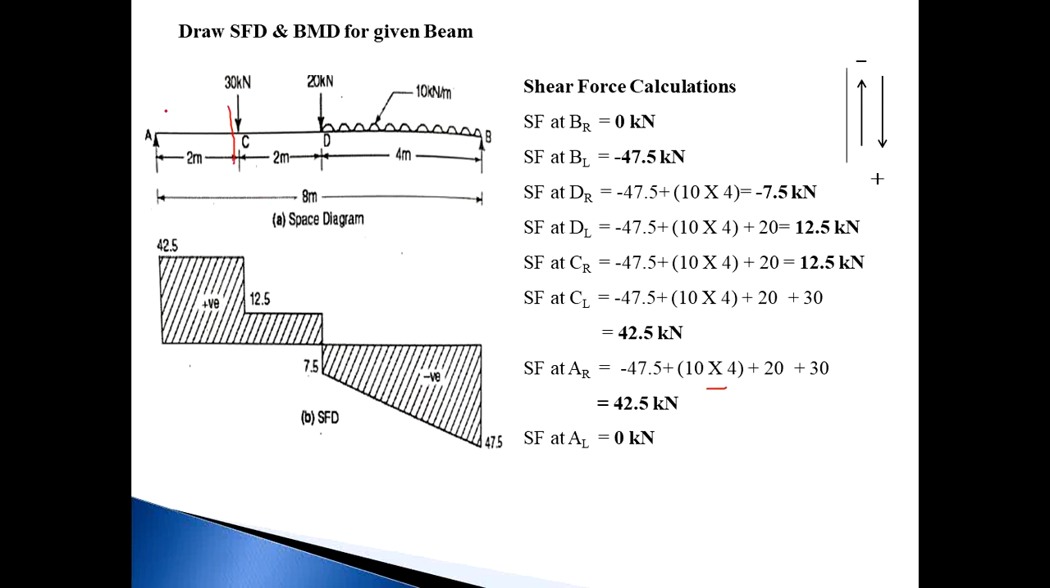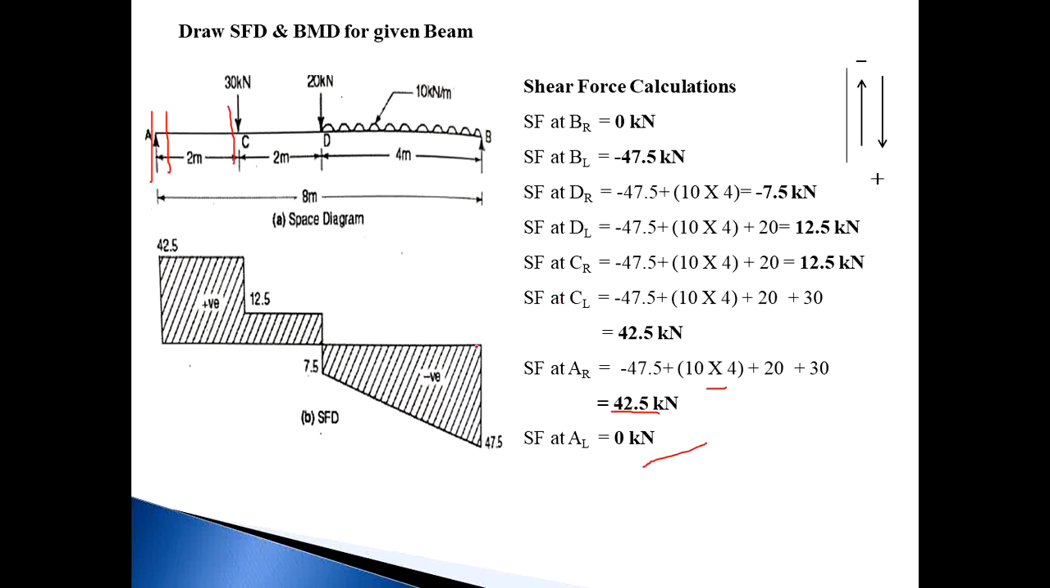Then next, AR is the same as CL because there is no force in between A and C. So the answer will be 42.5. And AL means considering all these forces, because we know the RA value is 42.5 and going in the upward direction. So plus 42.5 minus 42.5, it becomes 0. This is the shear force value for this beam. So now plot all the values.